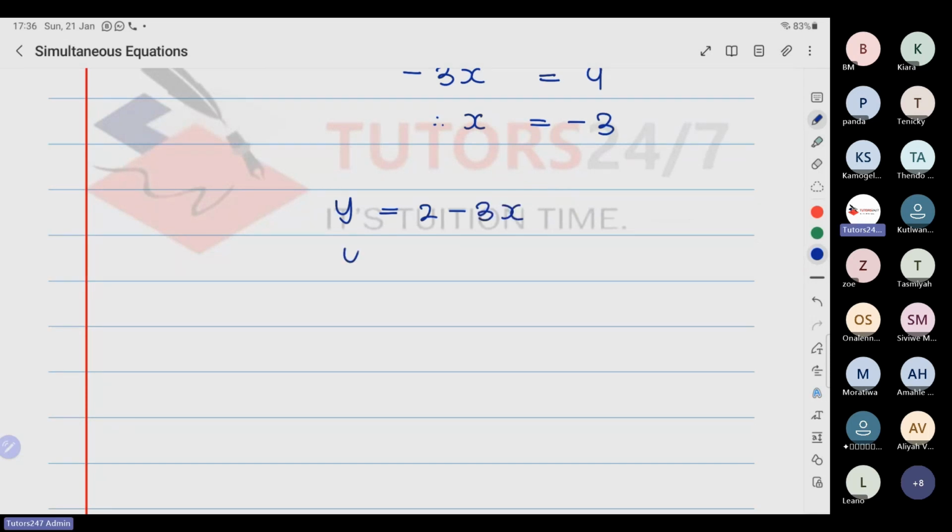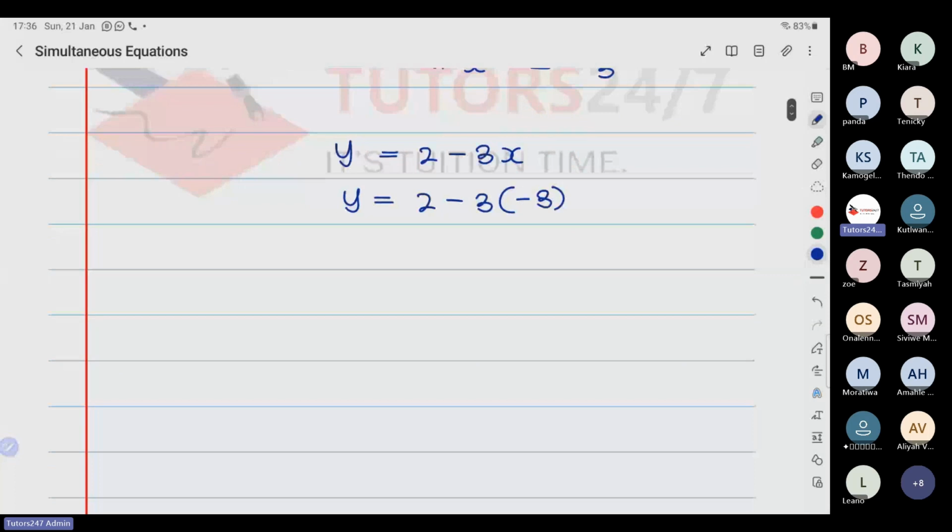From here, all we are now going to do is substitute x, which is -3. We can put this into our calculator, and we know that -3 times -3 is +9. 2 plus 9 is 11. So we therefore have y as equal to 11.